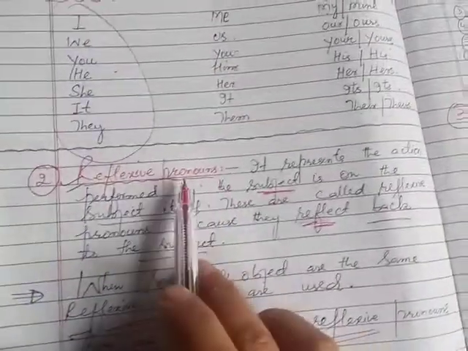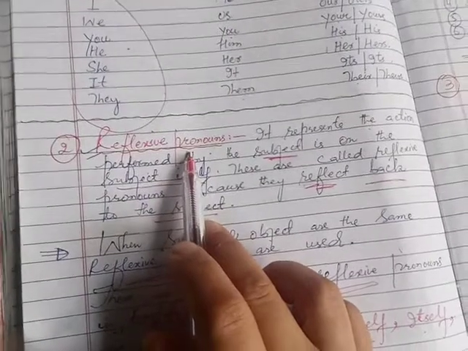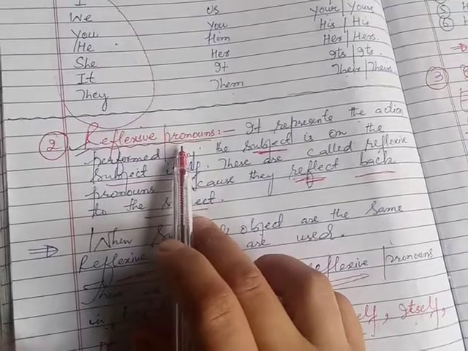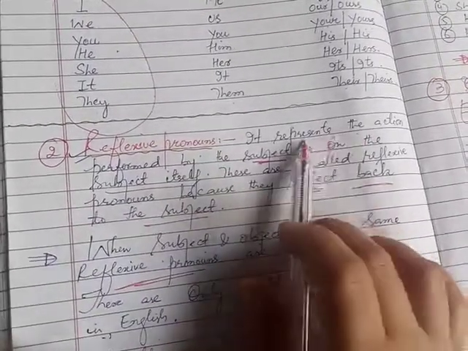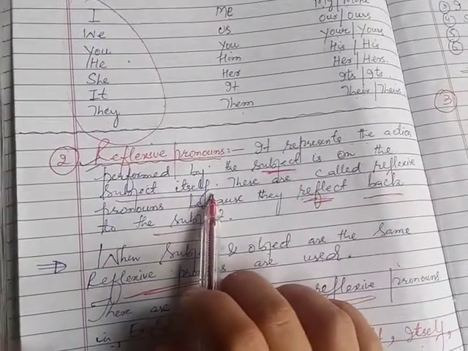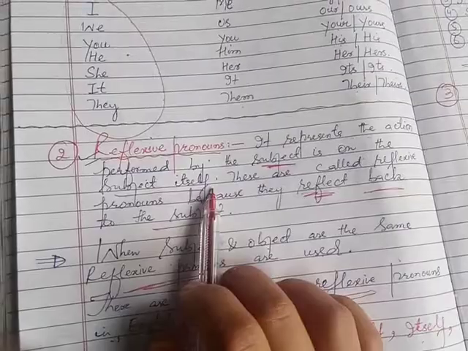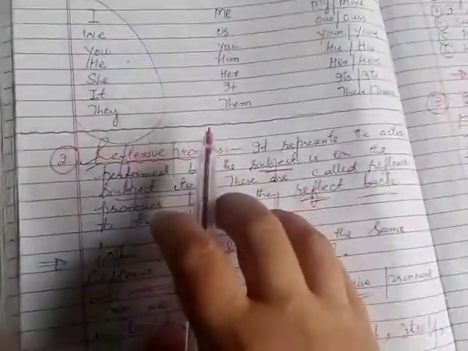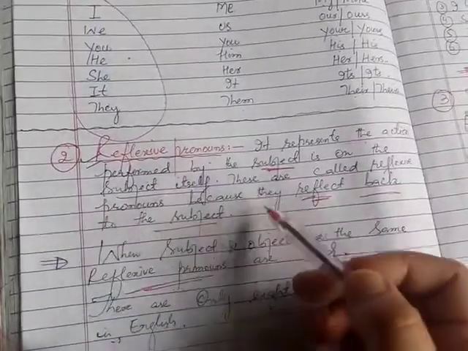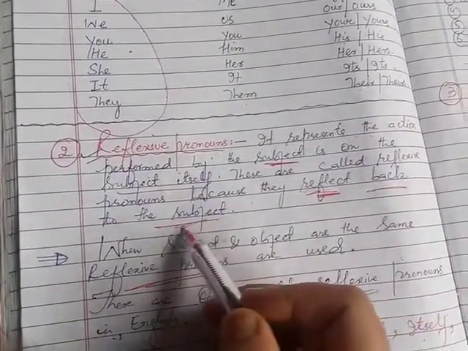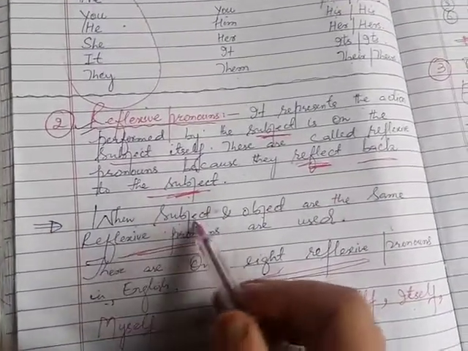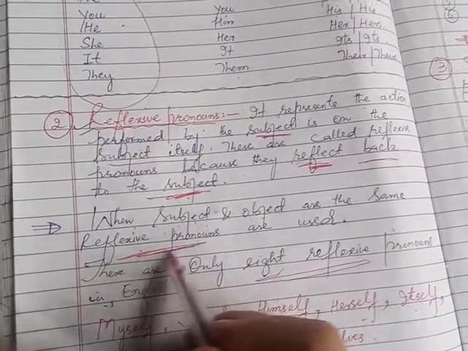Now let's move towards another type, reflexive pronouns. What are reflexive pronouns? Actually, reflexive pronouns represent that the action performed by the subject is on the subject itself. What does this mean? It means that the action performed by the subject is on the subject itself. These are called reflexive pronouns because they reflect back to the subject. And one thing you should remember, that subject and object are the same. When subject and object are the same, reflexive pronouns are used.